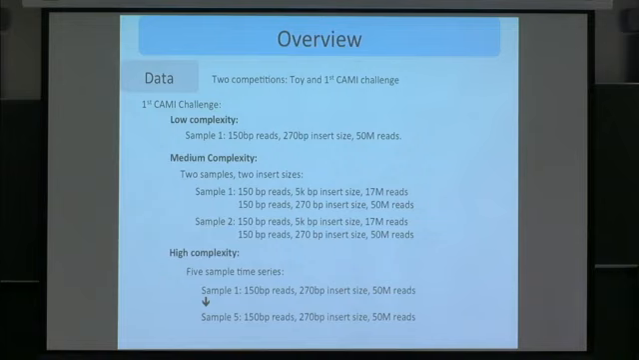So whenever you see something that says CAMI high, it doesn't say like sample 1, sample 2, sample 3, sample 4, sample 5, that means it was when they pooled those together. So only some of them pooled them together, so we'll just compare those guys themselves.